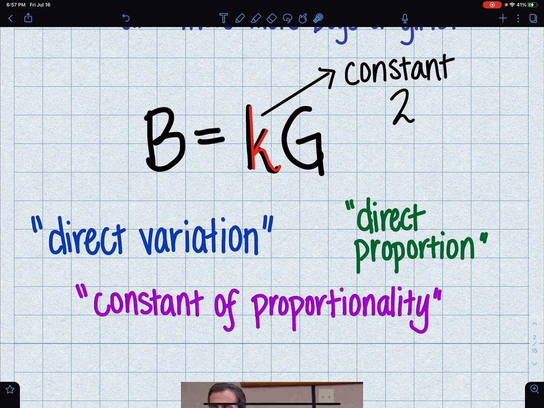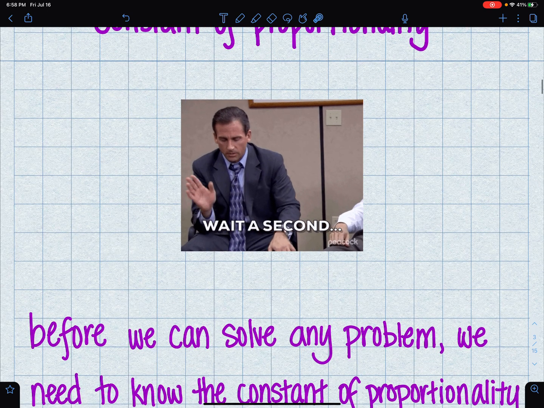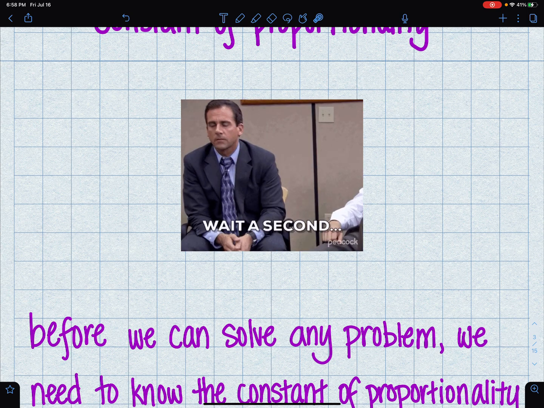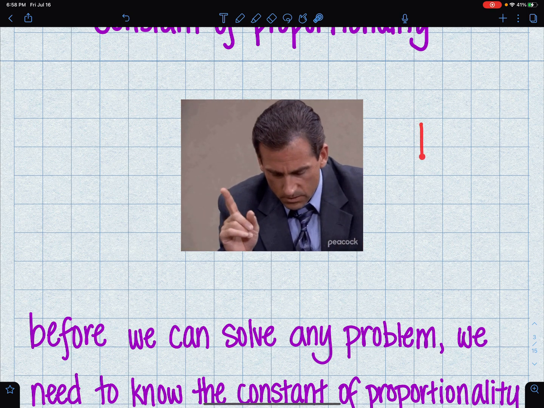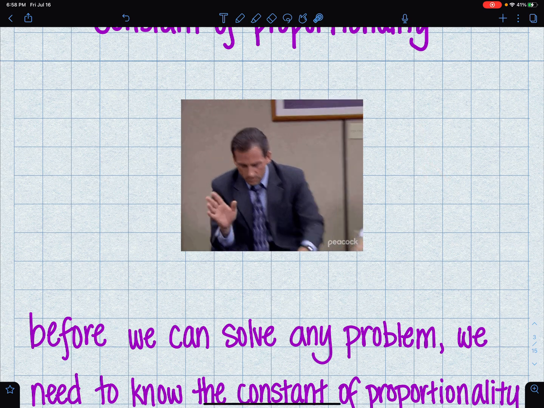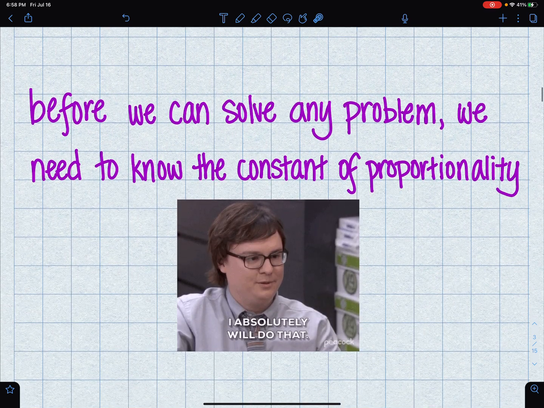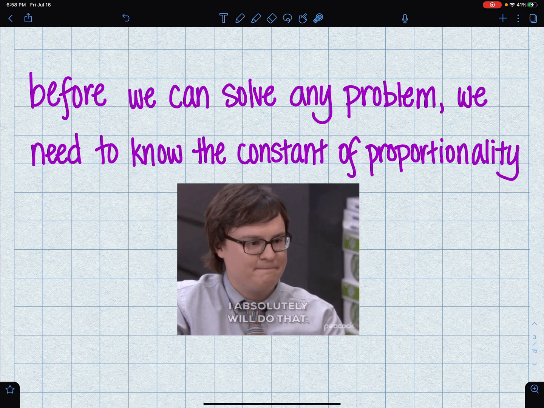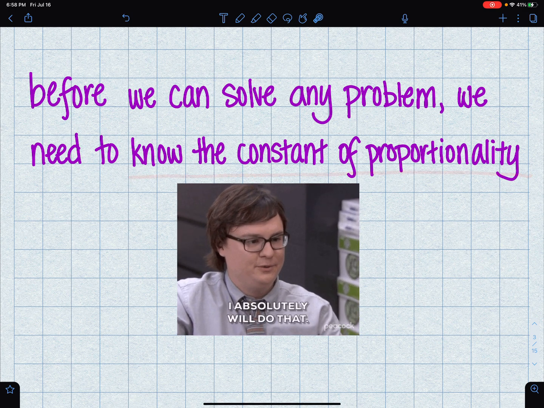So these are the key words for you to know that there's a direct variation. It's either going to say direct variation, direct proportion, or a constant of proportionality, something like that. They're directly related, okay? It varies directly. All of those are key words. Okay, so you have to know that constant, K, of proportionality. So when you solve any of these problems, you need to know the constant of proportionality.